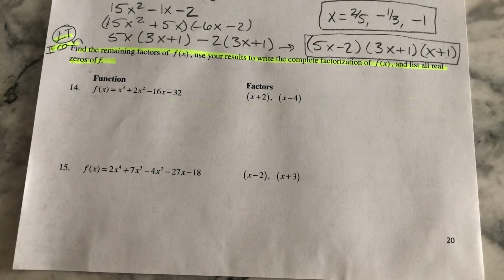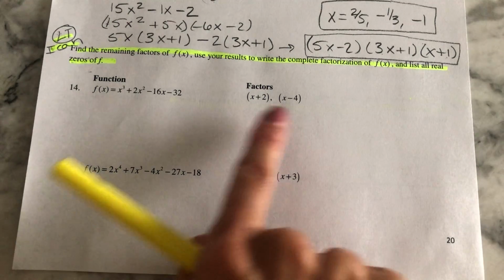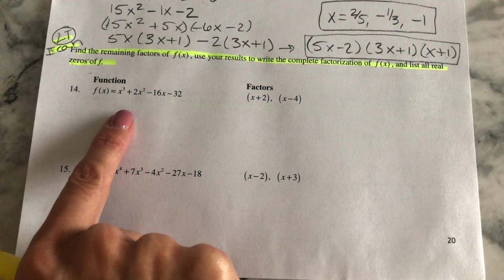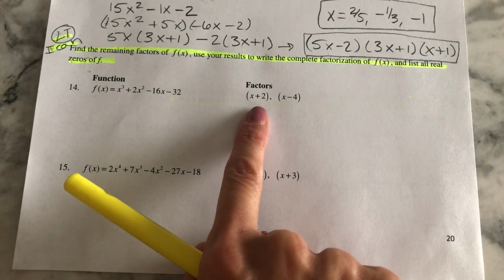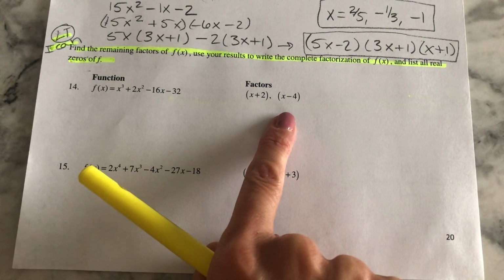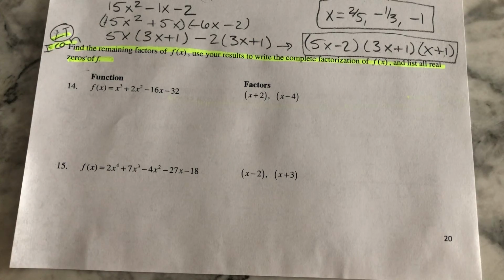So let's look at 14. We're told that 2 factors of this polynomial would be x plus 2 and x minus 4. We want to find the rest of them. We're going to see if there's any more factors. So what we're going to do, again, is use our synthetic division.